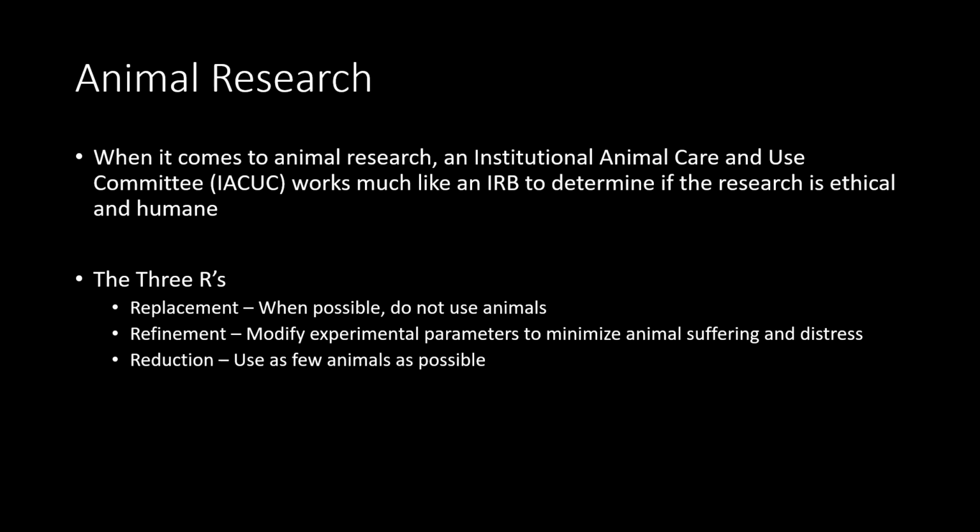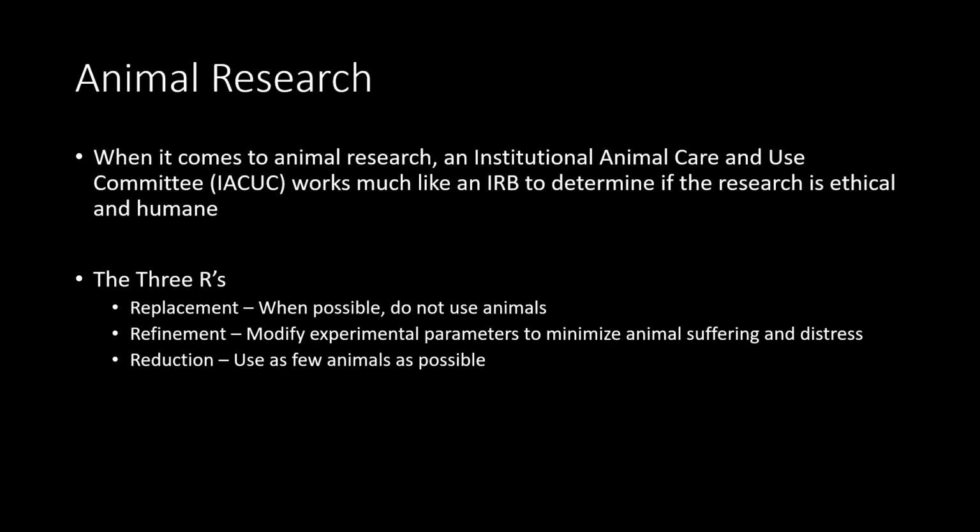When it comes to refinement, this is just if you're able to manipulate the way in which you're conducting your study without compromising the hypotheses or the data, modify it in such a way that you can minimize the animal suffering and distress. Right? Both in terms of the actual scientific process itself and how you're going to keep those animals. Right? So if you can do a study that will be over in 2 weeks, there's no need to have that study go on for 3 months where you're keeping an animal in a cage the whole time.